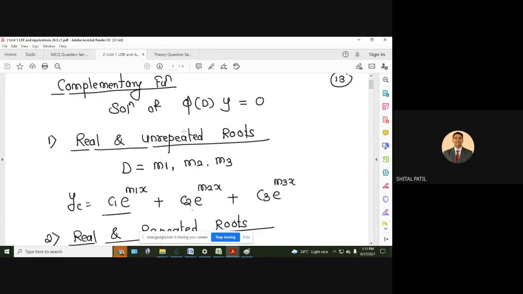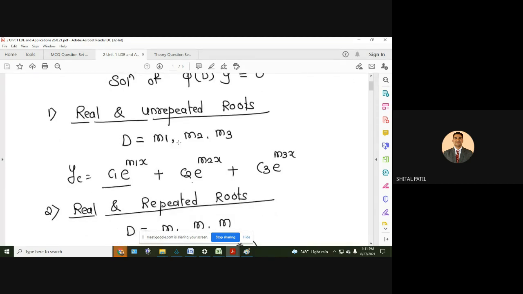One, real and unrepeated roots. Say m1, m2, m3 are the roots. Then the complementary function is c1 e raised to m1x plus c2 e raised to m2x plus c3 e raised to m3x. Remember that the order of the differential equation was 3, so 3 roots are there and 3 arbitrary constants are there. And one more thing, 3 linearly independent functions are there: e raised to m1x, e raised to m2x, and e raised to m3x.